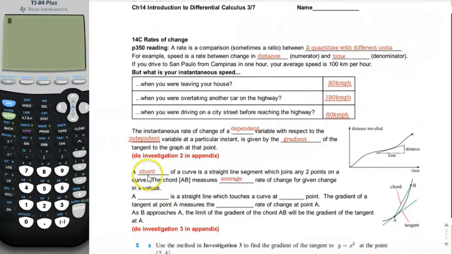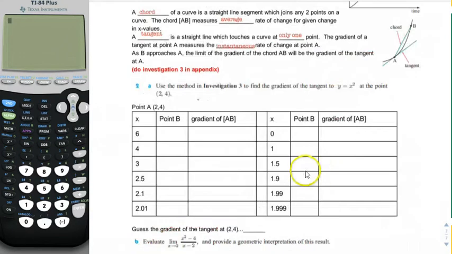So contrasting with a chord, a tangent is a straight line which touches the curve at only 1 point. The gradient of a tangent at point A measures the instantaneous rate of change at point A. As B approaches A, so if these 2 points get closer and closer together, the limit of the gradient of chord AB will be the gradient of the tangent at A. Okay, so let's fill those in. Now we're going to use the fact that if you make the chord smaller and smaller, eventually it gets to the point where it's the same as the tangent. So we can use that limit to estimate the gradient of the tangent.